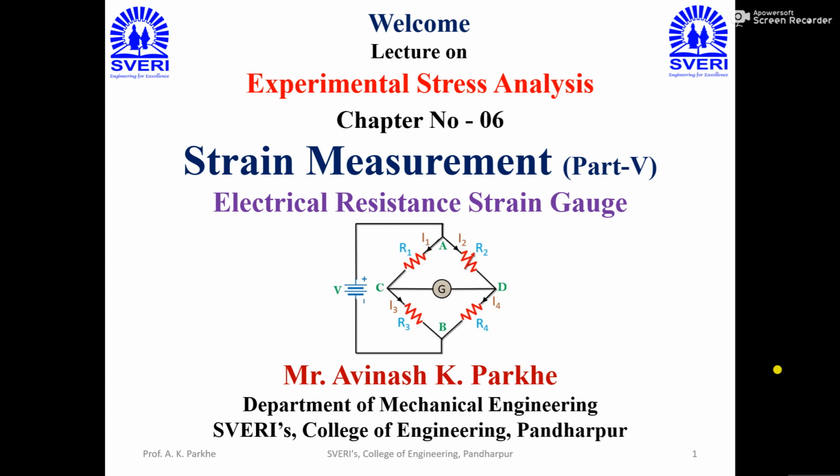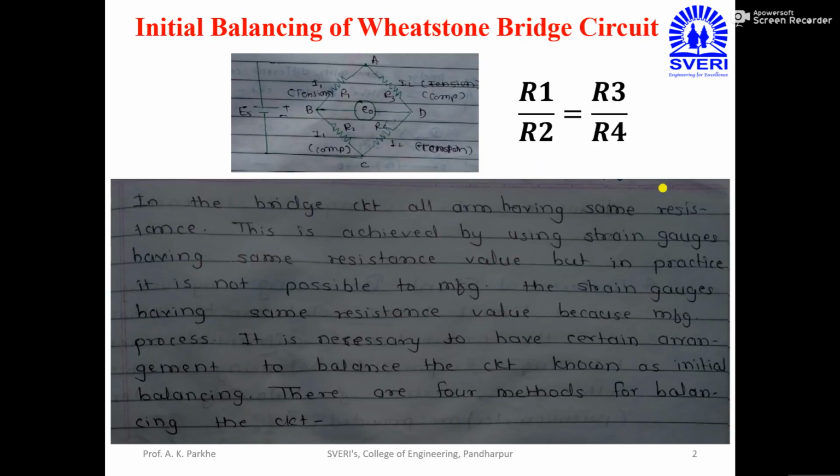So today once again we'll discuss chapter number 6. In part 5 of this chapter we are going to discuss the initial balancing methods of the Wheatstone bridge circuit. Before that, in the last lectures of the same chapter, we discussed the basic configurations of the Wheatstone bridge circuit.